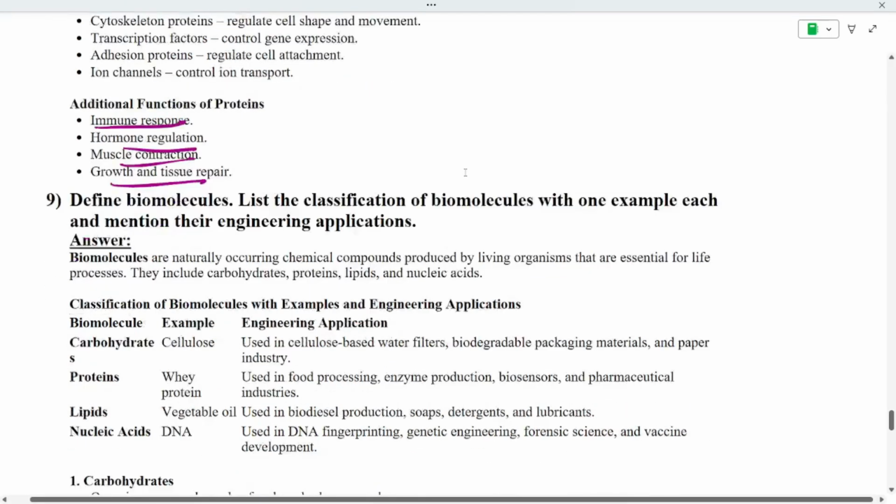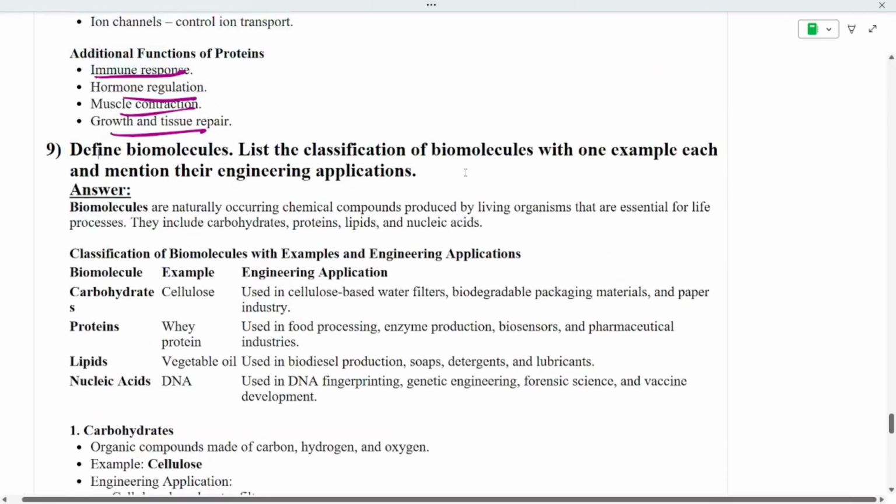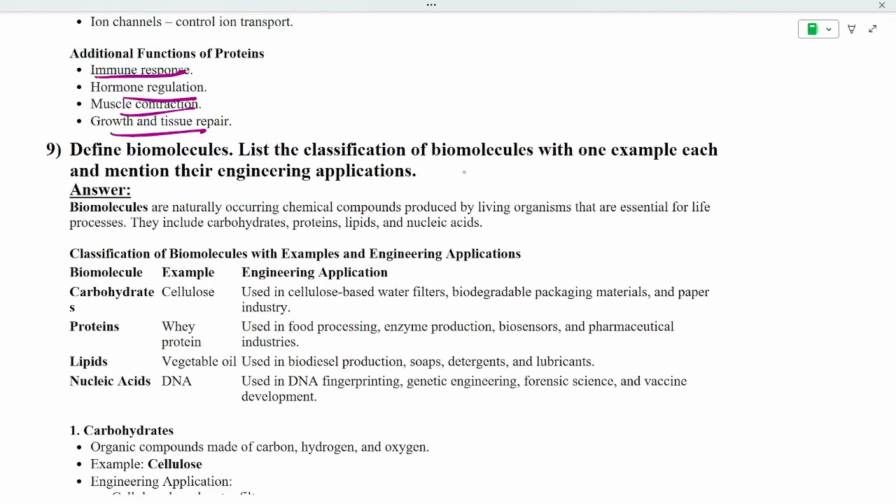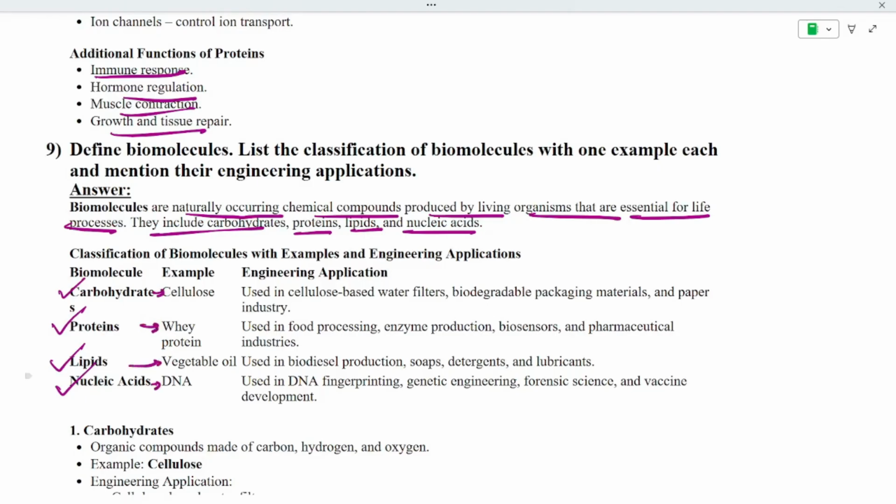Okay. Next, again, the question is about biomolecules. List the classification of the biomolecules with one example and mention their engineering applications. Biomolecules are naturally occurring chemical compounds produced by living organisms that are essential for life processes. They include carbohydrates, proteins, lipids, and nucleic acids. Classification of biomolecules: carbohydrates, proteins, lipids, and nucleic acids. Examples are cellulose, whey protein, vegetable oil, and DNA for nucleic acid. Okay, you can see the engineering applications.